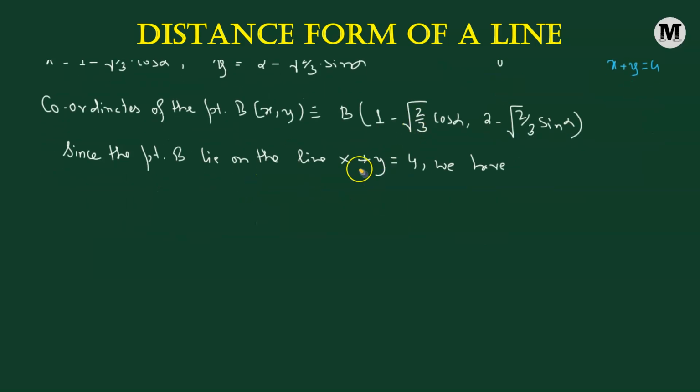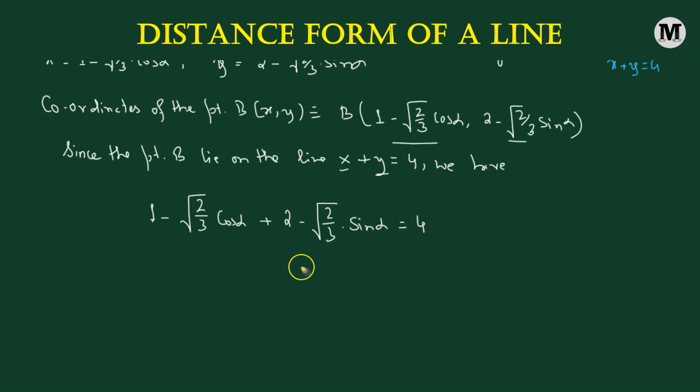So here what we can do is replace x with the x coordinate of point B. So we have 1 minus square root of 2 over 3 times cosine of angle alpha, added to y. So y is going to get replaced with the y coordinate of point B, so that's 2 minus square root of 2 over 3 times sine of angle alpha. That's going to be equal to 4. Okay, fine. So let's further simplify.